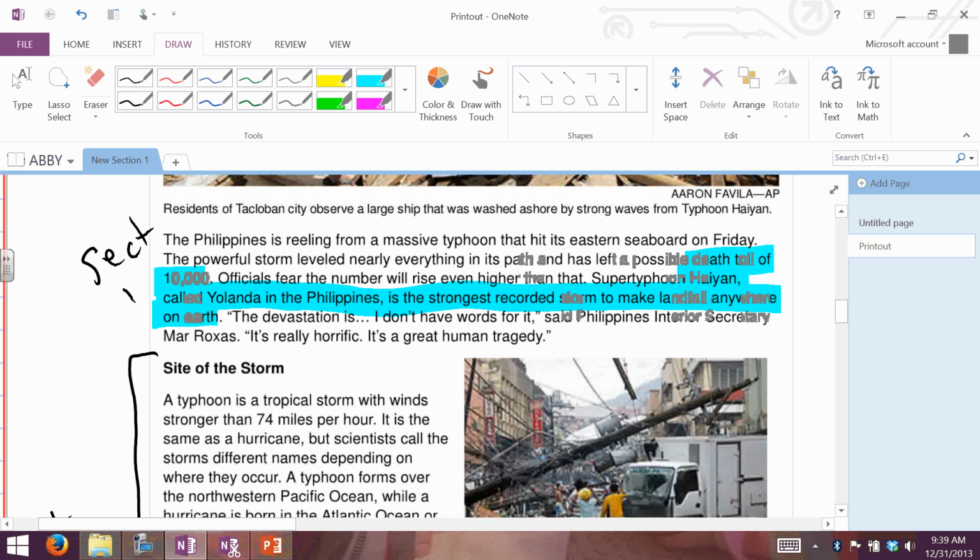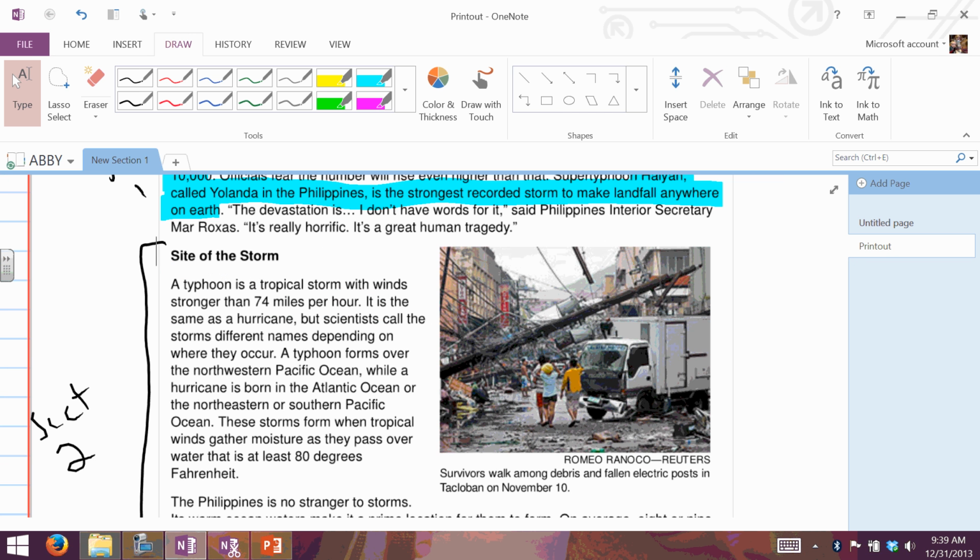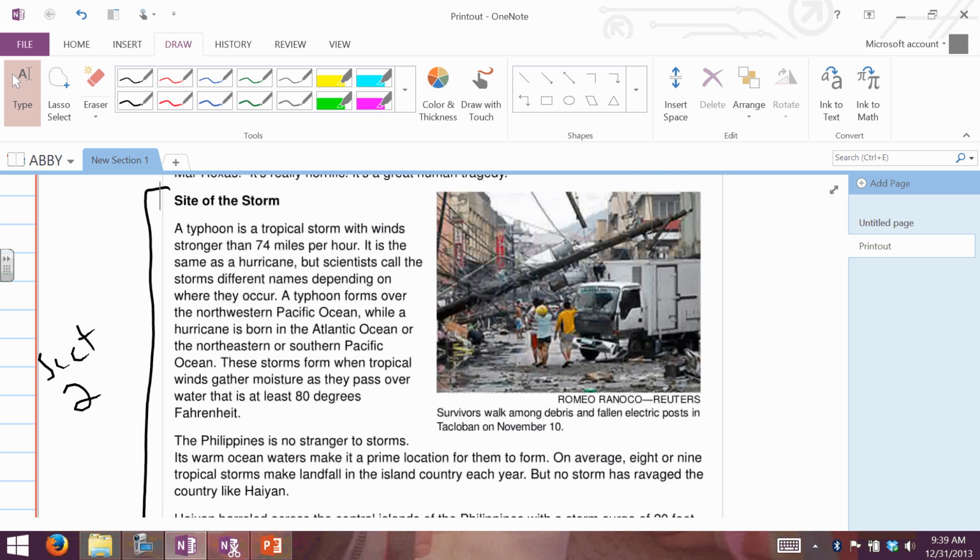So let's take a look now. Okay? So again, I'm moving the page on you. For that, I apologize. A typhoon is a tropical storm with winds stronger than 74 miles per hour. That's fact. I don't know if it so much builds towards our story. Maybe the fact that it's the same as a hurricane would help give us reference, since we live in the United States and we call it a hurricane here.